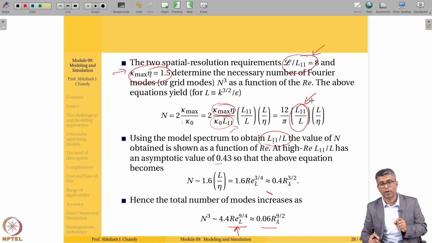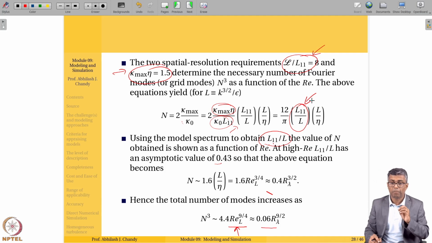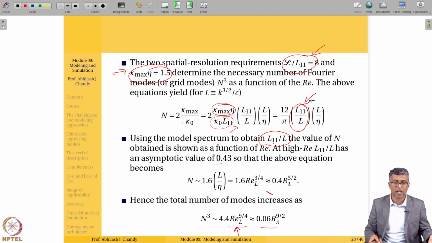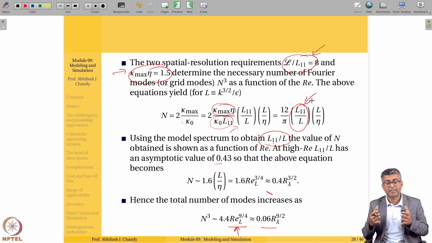Now this is what I was talking about. The L11 over L, we estimated it from the model spectrum. We couldn't do that for a very realistic flow. For a jet flow, coming up with an estimate of L11 over L is not easy. We can still do it, but it's going to be a very rough calculation in a more realistic flow. But because it is homogeneous turbulence, because we have a model spectrum available, coming up with a value for this is easy. And it turns out it has an asymptotic value at high Reynolds number, which is 0.43, and we just plugged that in.